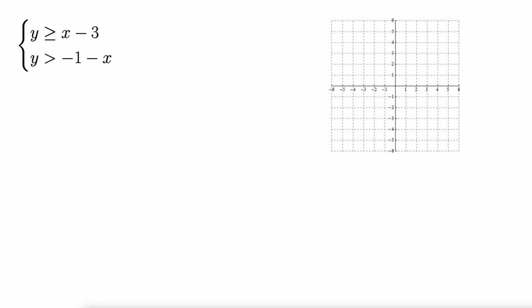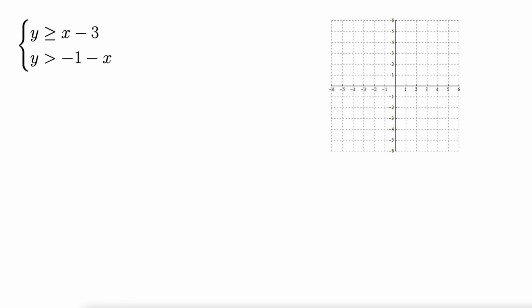For this one, we want to solve a system of linear equations, both of which are in two variables, and they're both inequalities as well. So there's going to be a lot of shading and regions going on. So let's jump right in here.